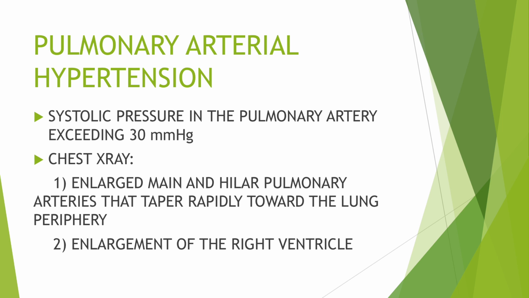The last topic will be pulmonary arterial hypertension. This happens when systolic pressure in the pulmonary artery exceeds 30 millimeters mercury. On chest X-ray, there will be enlarged main and hilar pulmonary arteries that taper rapidly towards the lung periphery. There could also be enlargement of the right ventricle.